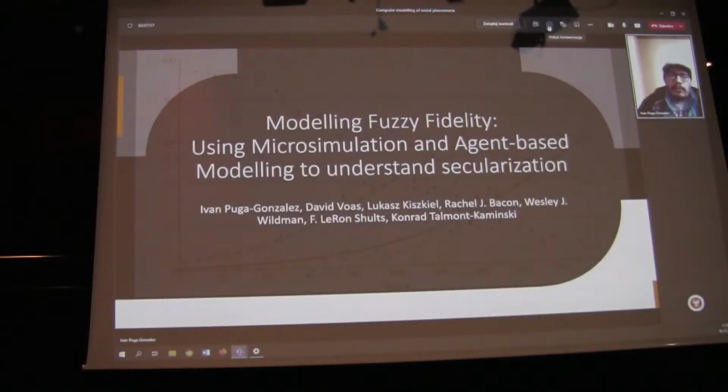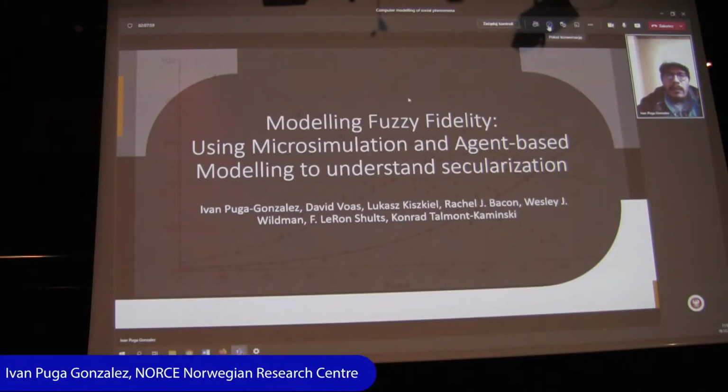Conrad was mentioning the fuzzy fidelity model, and the work that we have been doing for the last year, in which we have built a microsimulation and agent-based model to understand the process of secularization according to the fuzzy fidelity theory. This is the work that I have been doing with all the team that Conrad has previously mentioned. The part that I'm contributing to this project is the modeling part, which is going to be the focus of my talk.